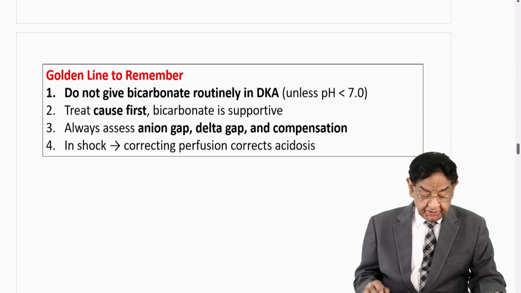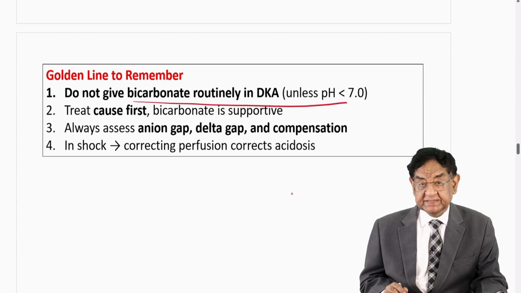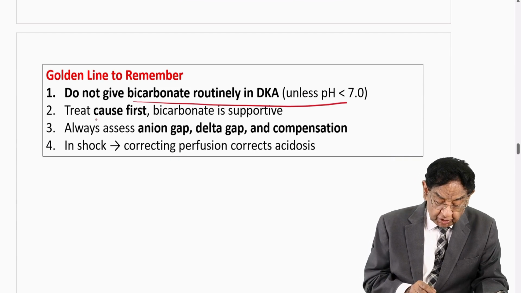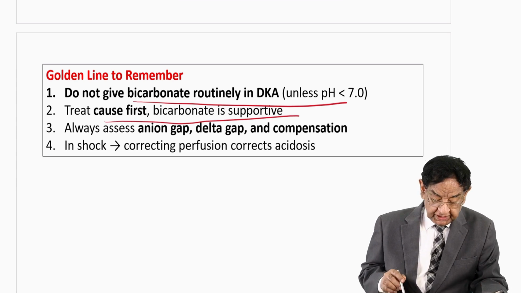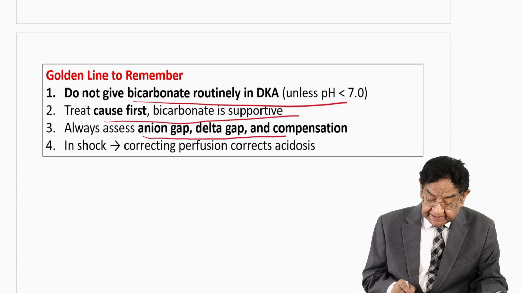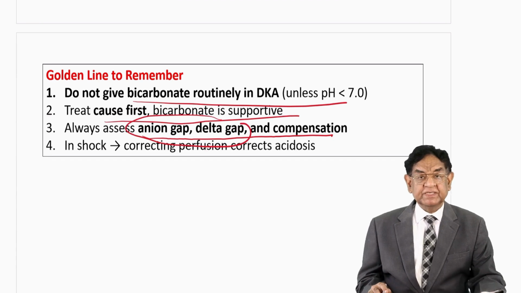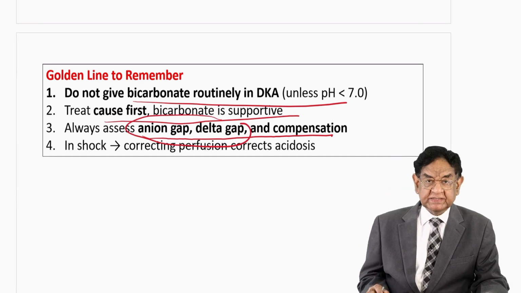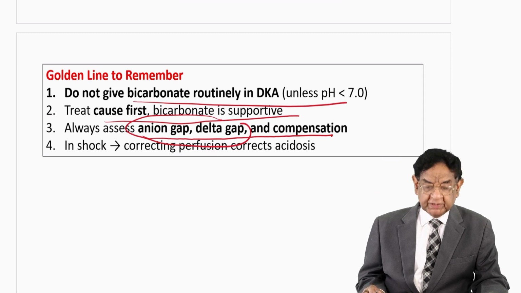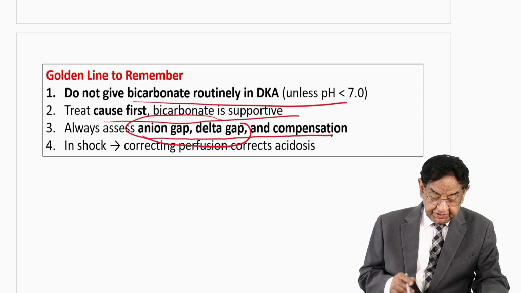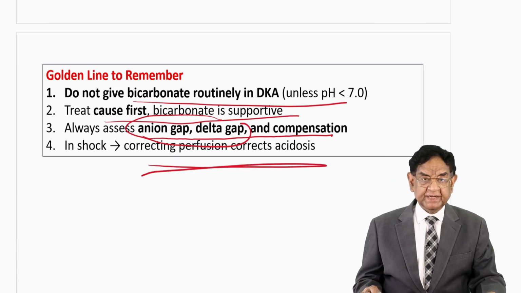Golden line to remember: do not give soda bicarb routinely in DKA unless pH is less than 7. Treat the cause first. Bicarb is only supportive therapy for any cause of metabolic acidosis. Always assess anion gap, delta gap, and compensation. What is delta gap? What is anion gap? I have recorded a separate lecture on this in the acid-base section. Please go through it, then only you will understand better. In shock, correcting perfusion corrects acidosis automatically.